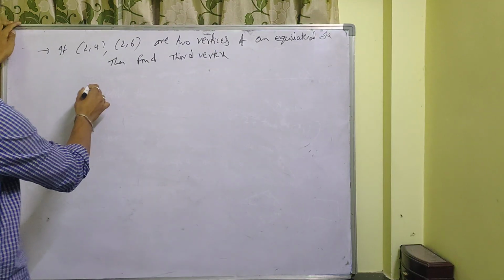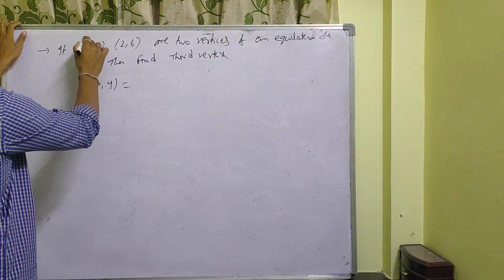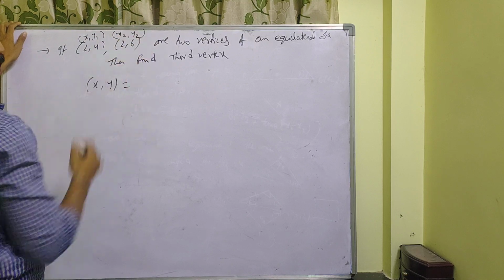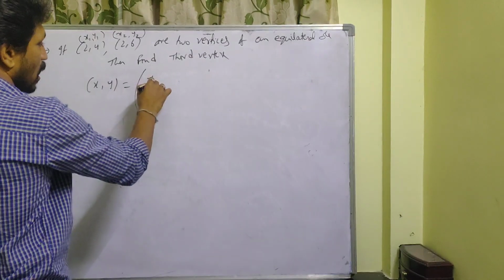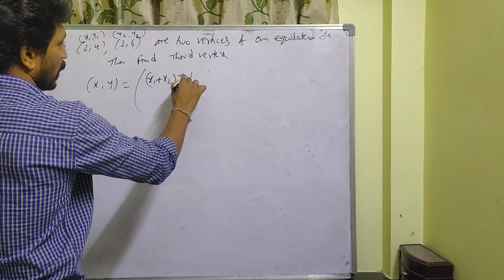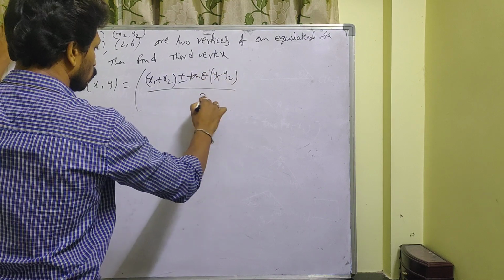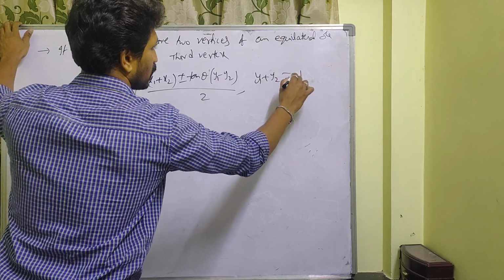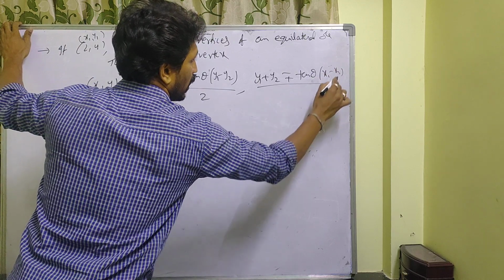See what formula we have to take. The third vertex is some (x, y). If you take (x1, y1) and (x2, y2), the third vertex is x1 plus x2 plus or minus tan theta into (y1 minus y2) by 2, and y1 plus y2 minus plus tan theta into (x1 minus x2) by 2.